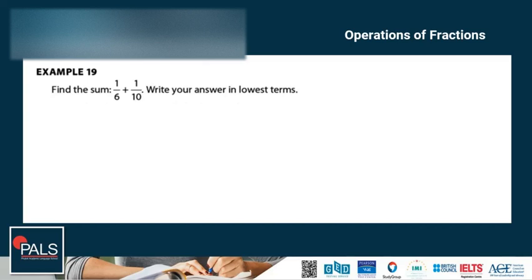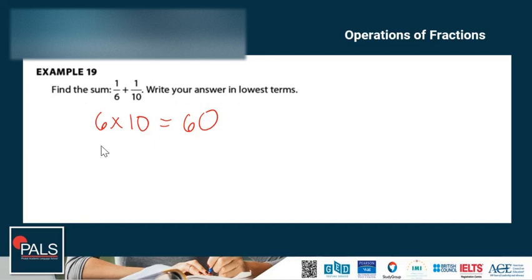Find the sum of 1 over 6 plus 1 over 10. Write your answer in lowest terms. Neither denominator will divide the other, so the common denominator is 6 times 10, which is equal to 60. Both fractions must be rewritten before they can be added. So let's rewrite the fractions with the same denominator.